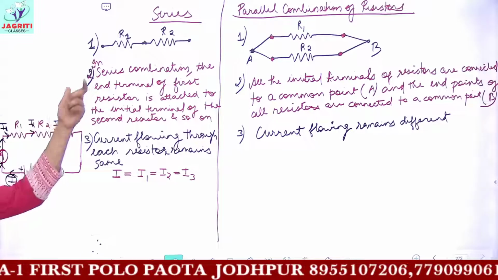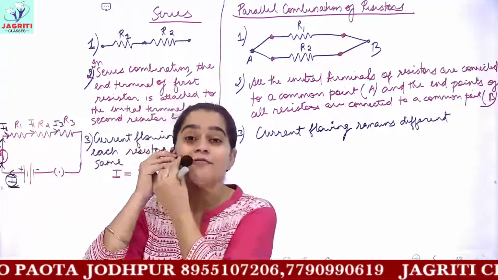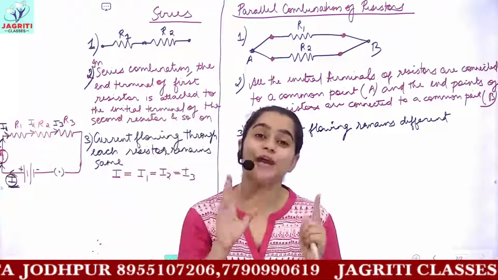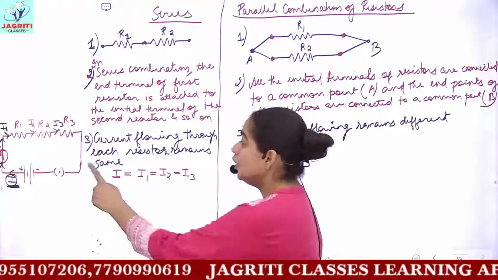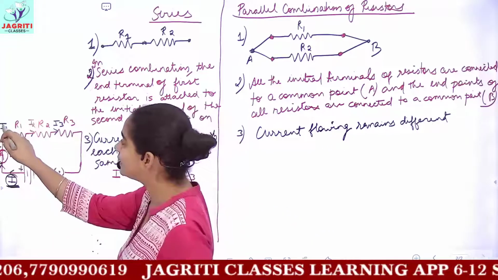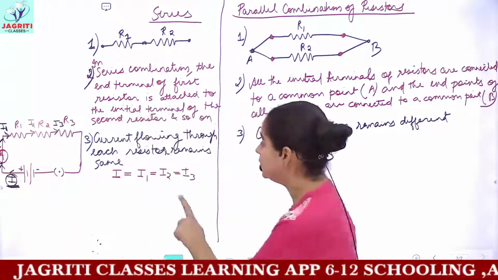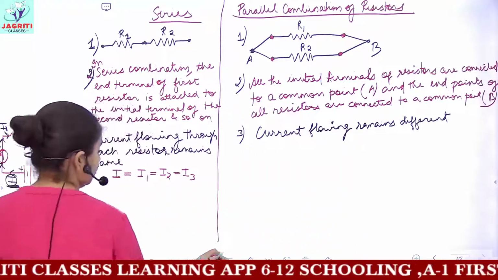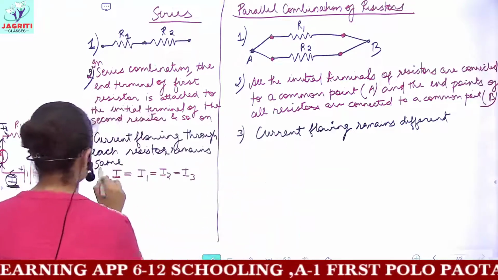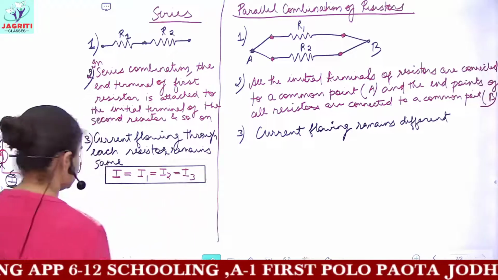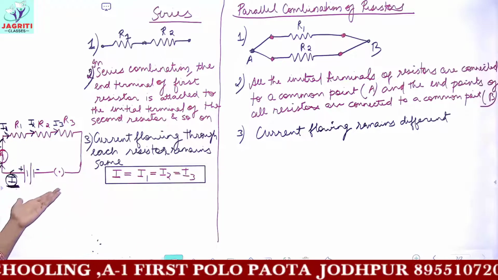So we say that during series combination, all the resistors have an equal amount of current passing through them. That is the amount of current I which is supplied by the battery; all these resistors are receiving currents I1, I2 and I3, and all these values are equal to I. So we can write that I1 is equal to I2 is equal to I3, and these are all equal to the initial value of current I.